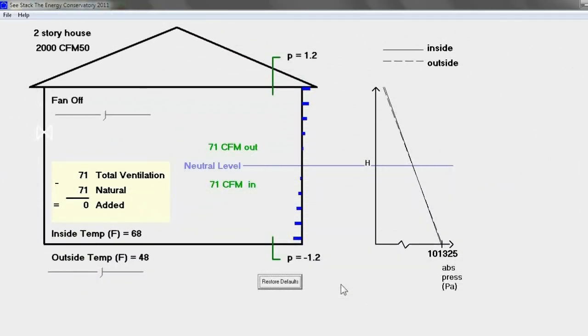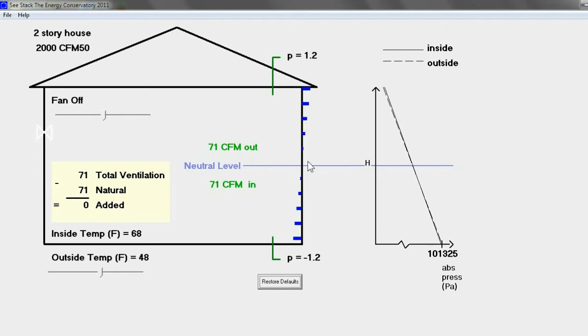This section will demonstrate the SeeStack training software that we have, a training tool that will help introduce the concept of stack effect of a building and also ventilation, things that affect the ventilation rate of a building. As you can see, there's a neutral level of the building here, and that's the point at which half of the leakage is above that neutral level and half of the holes or leakage in the building is below that level.